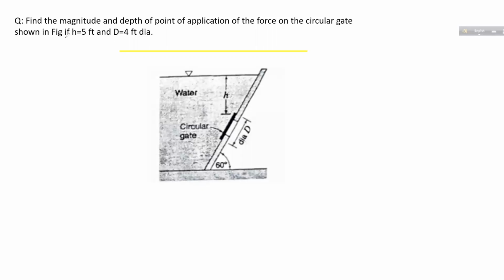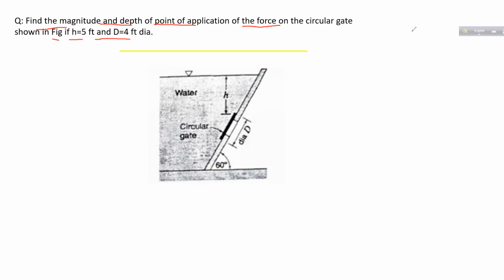In this tutorial, we will discuss a math problem of fluid mechanics. In the question, it is said to find the magnitude and depth of the point of application of the force on the circular gate shown in the figure, if h is equal to 5 feet and d is equal to 4 feet. D is basically the diameter of the circular gate.